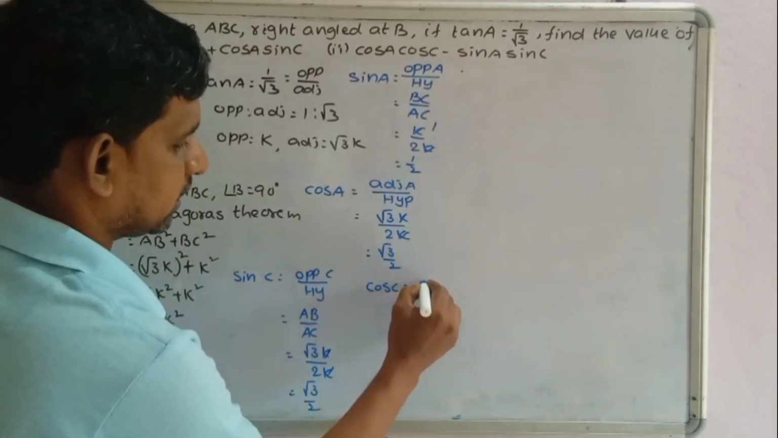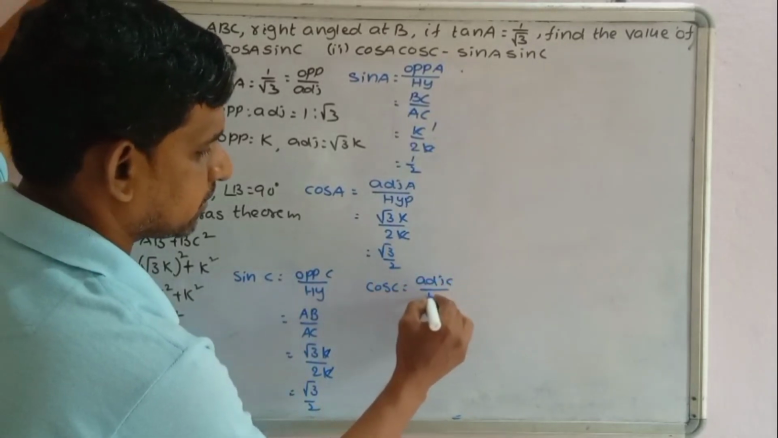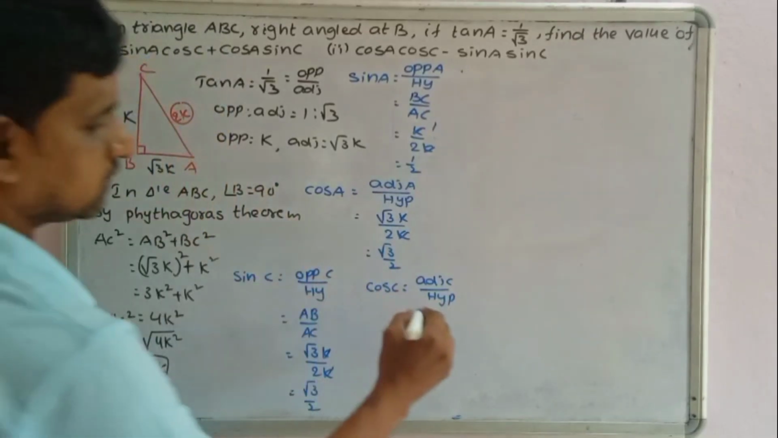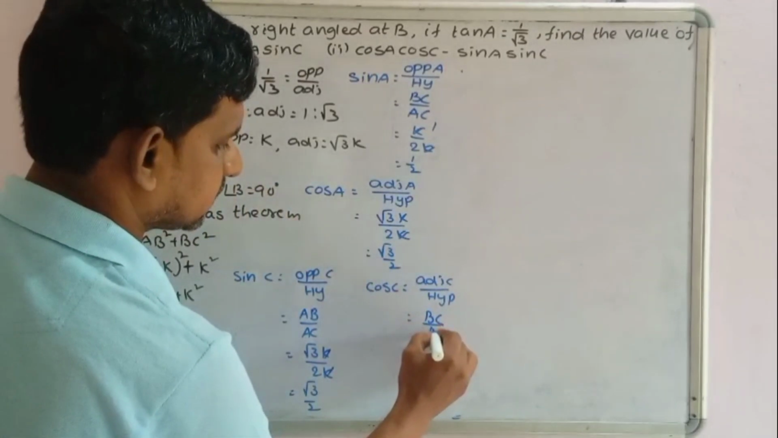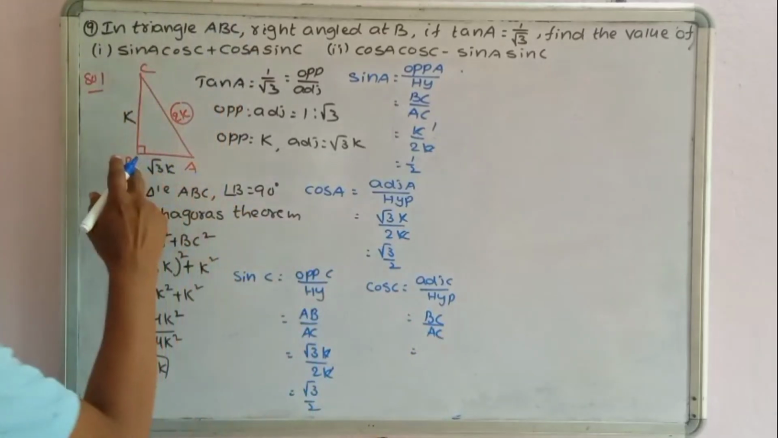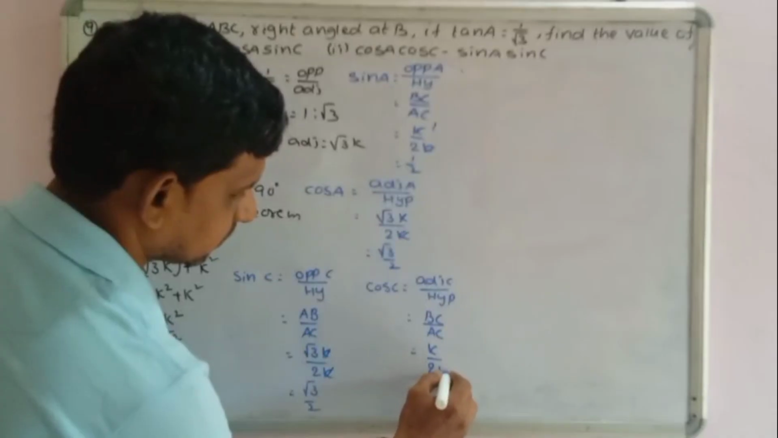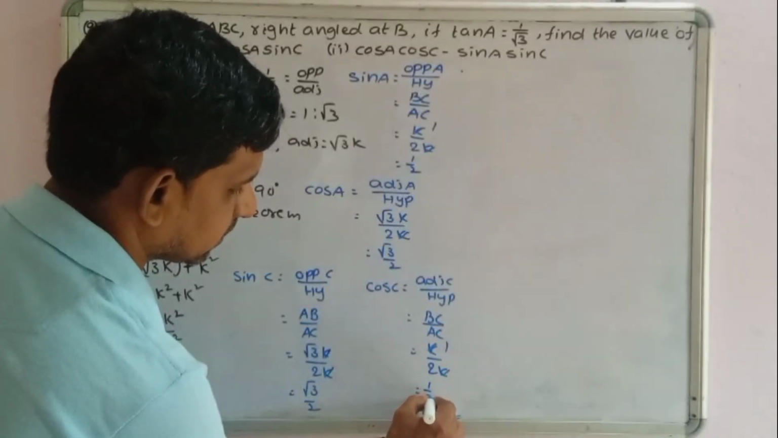Cos C means what? Adjacent to C over hypotenuse. Adjacent to C is BC, and the hypotenuse is AC. So what is the BC value? BC value is K, AC value is 2K. So K over 2K, which is 1 by 2.